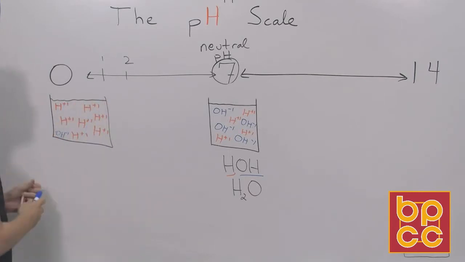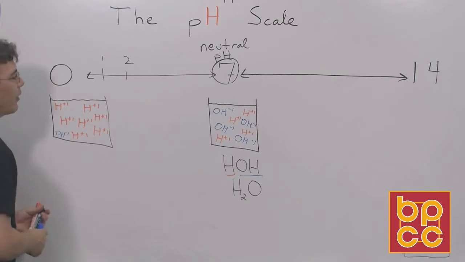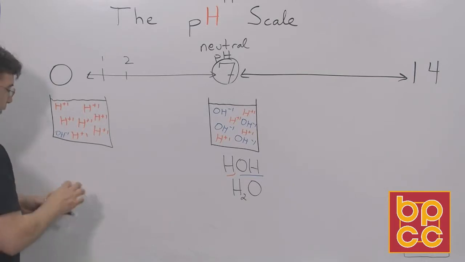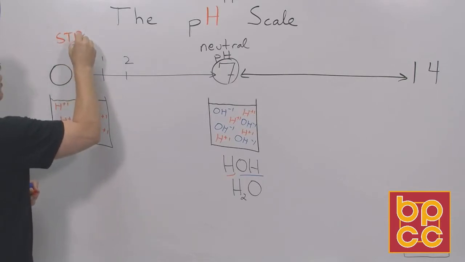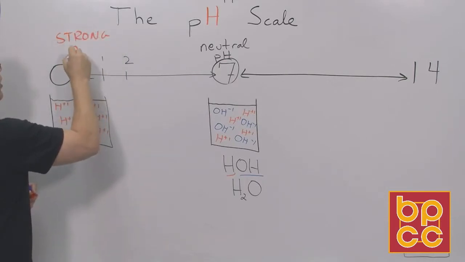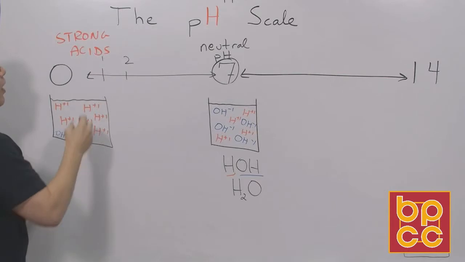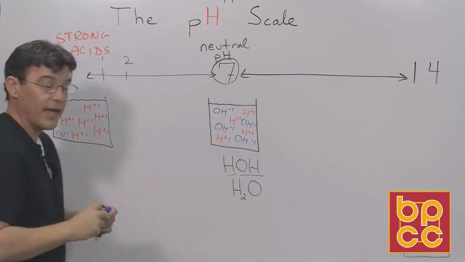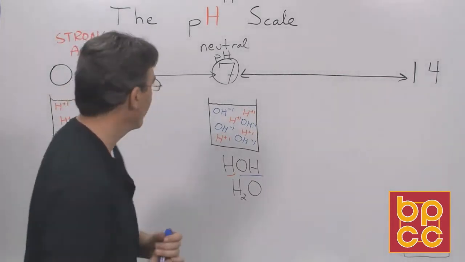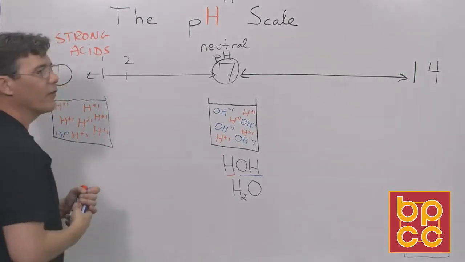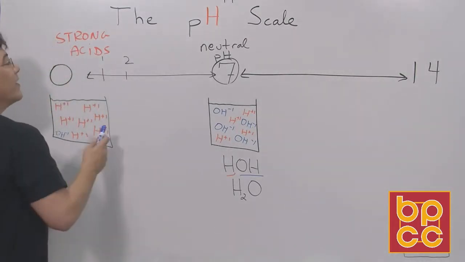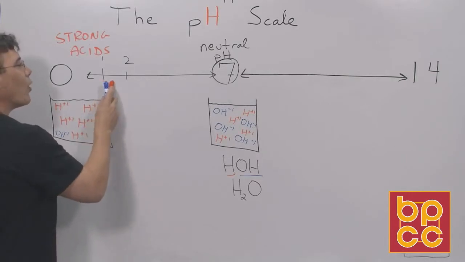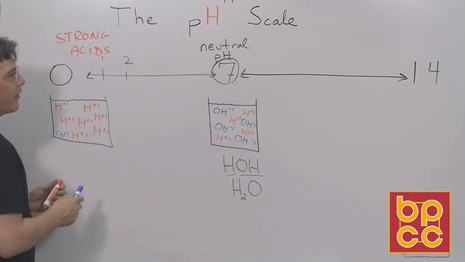And we end up with just pretty much a whole army of H plus 1 ions, making this end of the pH scale a very strong acid. 0 pH being the strongest of all acids that you can encounter. And you wouldn't really want to encounter that in the laboratory. That's a very, very strong acid that will probably eat through almost anything. Even the pH numbers 1 and 2 indicate strong acids.